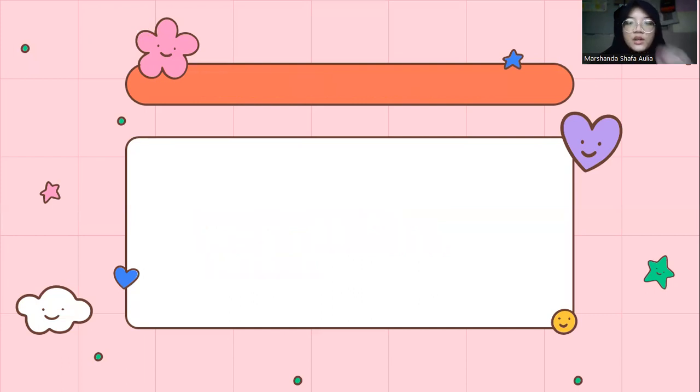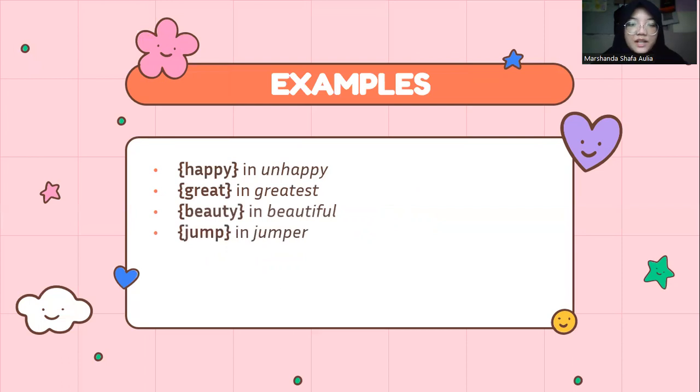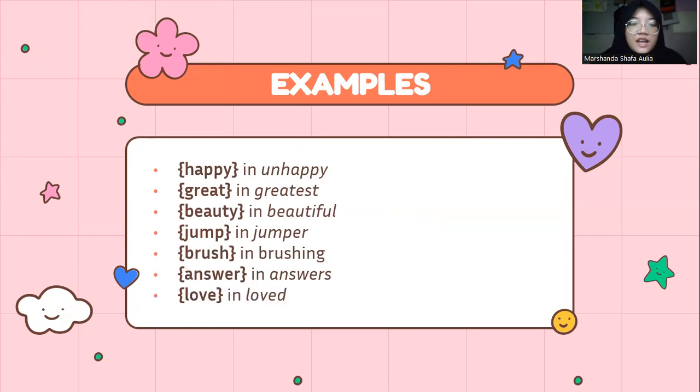So the examples are happy in unhappy. So happy is the smallest meaningful unit in unhappy, and we have great in greatest, beauty in beautiful, jump in jumper, brush in brushing, answer in answers, and love in loved. So we have this, the morpheme is the base word, known as the free morpheme.